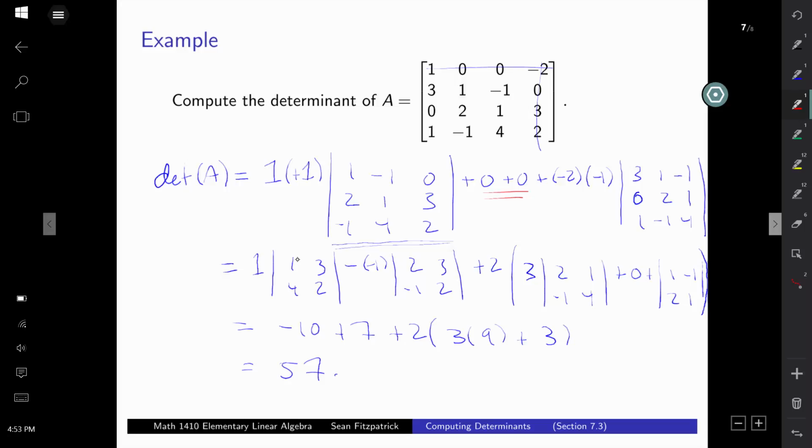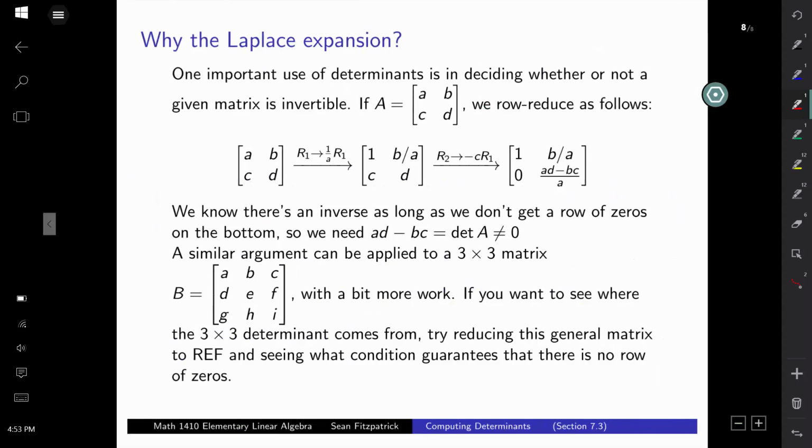Now, this last slide, I'm just going to leave this here. You can pause and look at it if you want. This just gives you an idea of where determinants come from. Where does the formula come from? It comes from trying to understand general systems of equations. If you write down a system of 3 equations and 3 unknowns with an arbitrary coefficient matrix, and you work your way through and you try to figure out what the solution should look like, and what condition you need to guarantee a unique solution.